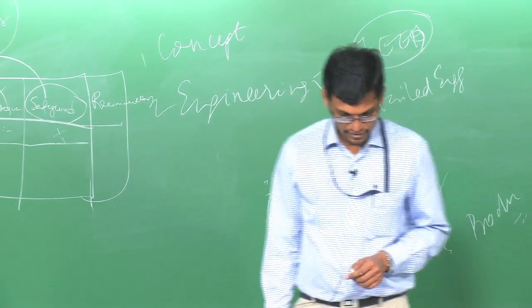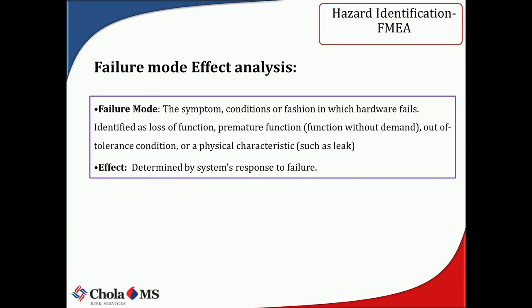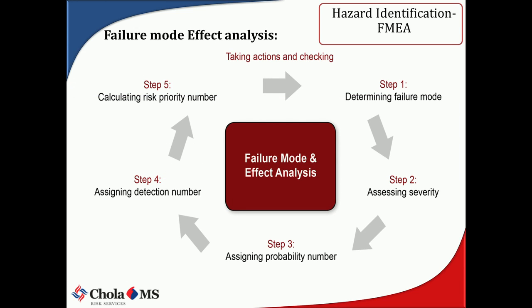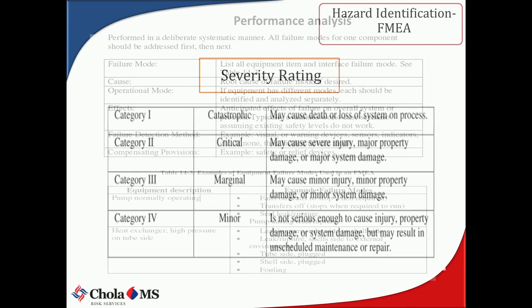Okay, FMEA, it's failure modes and effects analysis. This is largely used in equipment, or even in your sensitive electronics, maybe your printed circuit boards, or a piece of electronic device, whatever it is. What happens there is that you first define the failure mode, look at the severity, the probability of it, the detection number and the risk priority number. I will quickly give you an example.